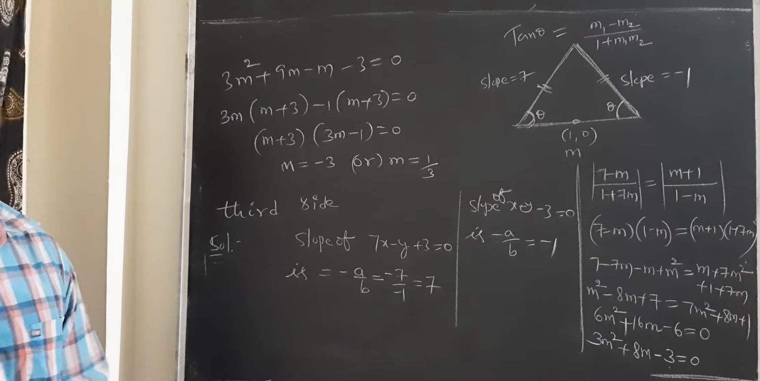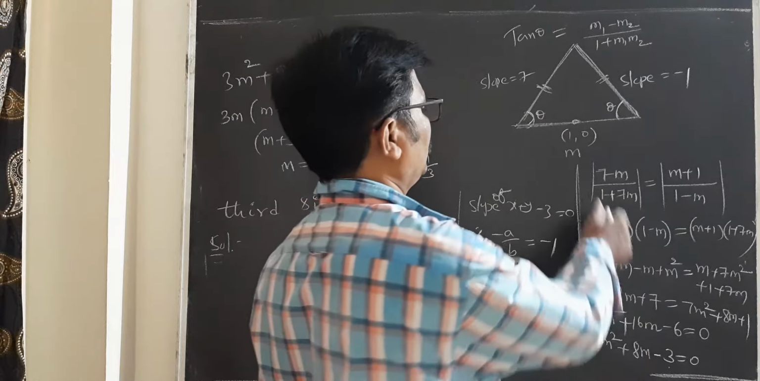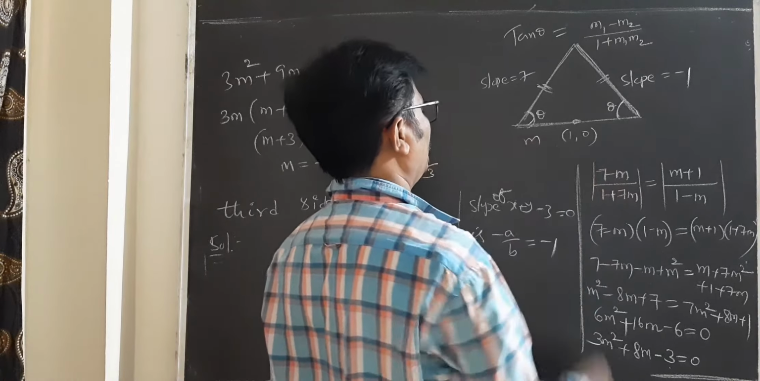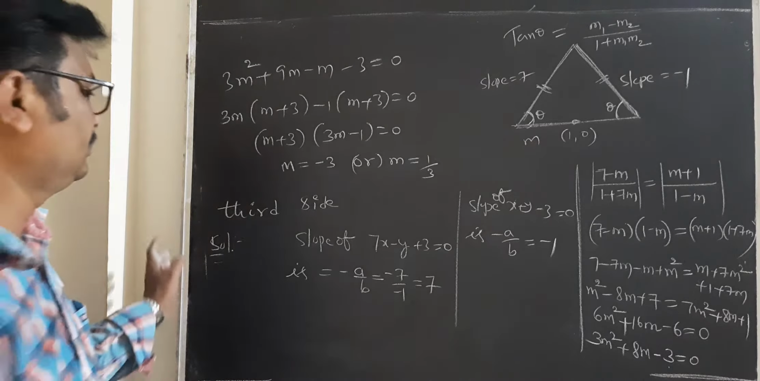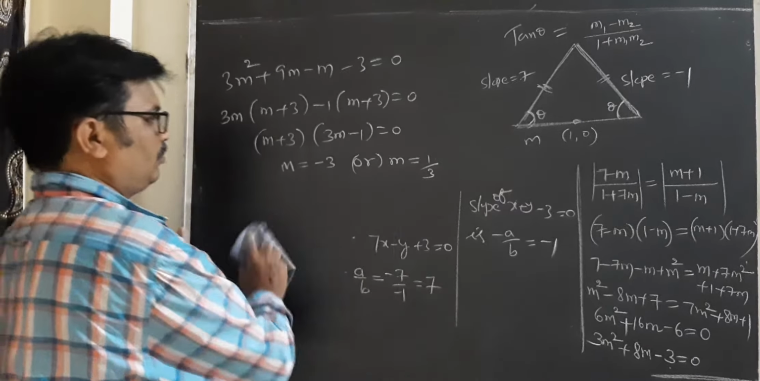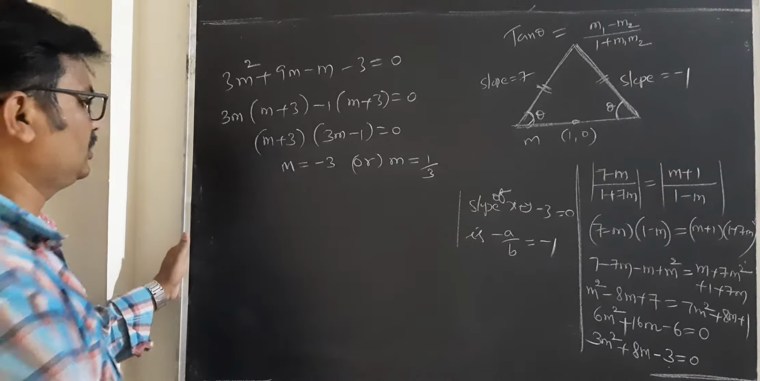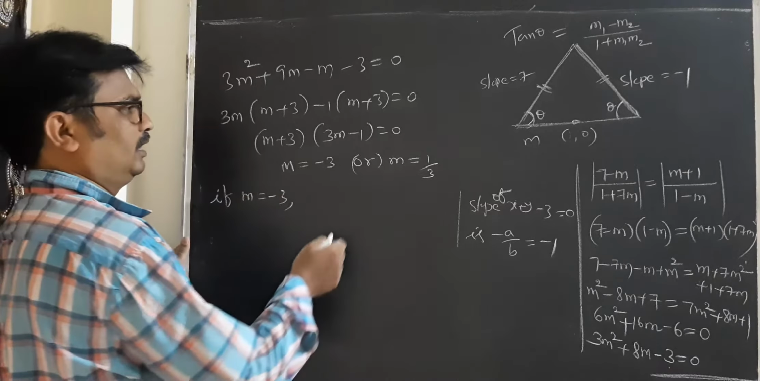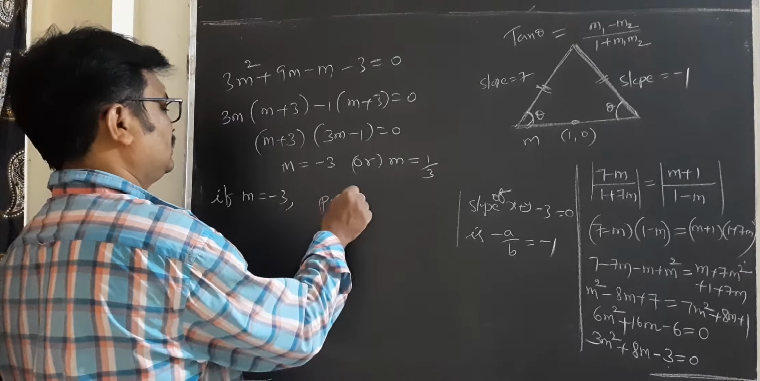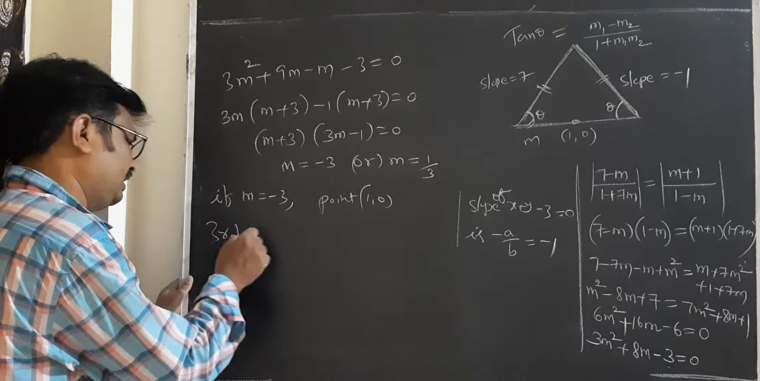Dear students, if you take m = −3, the line is passing through the point (1, 0). Therefore, the equation of the third side, having the slope m = −3 and passing through the point (1, 0).